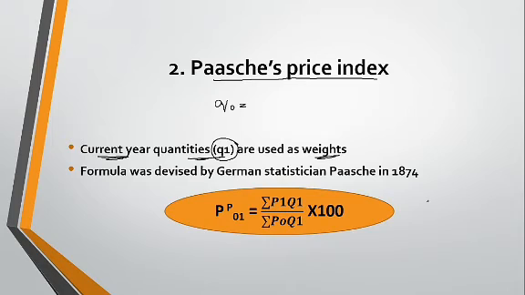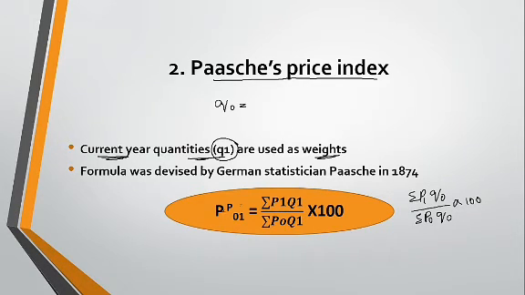Now in Laspeyres, how were we writing it? Summation P1 Q0 divided by summation P0 Q0 into 100. So we considered Q0 as weights in the Laspeyres method. So we were writing Q0. But in the Paasche method, we write Q1. Why? We are considering Q1 as weights.